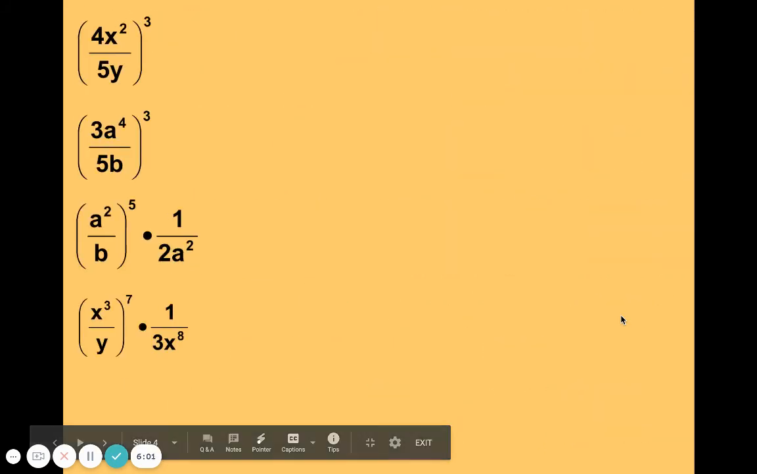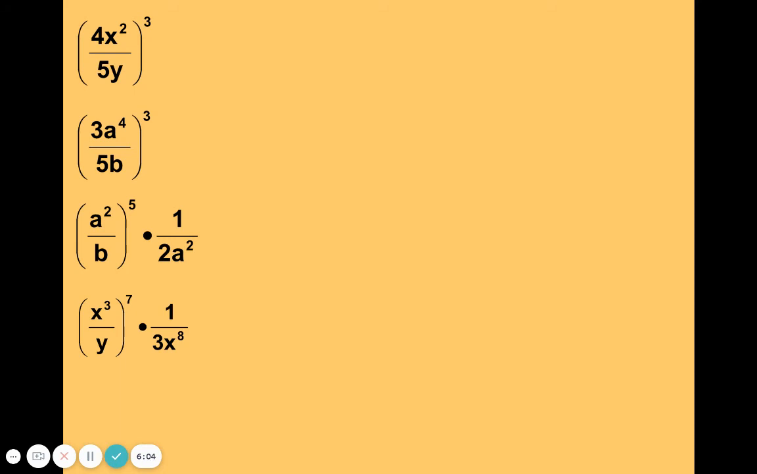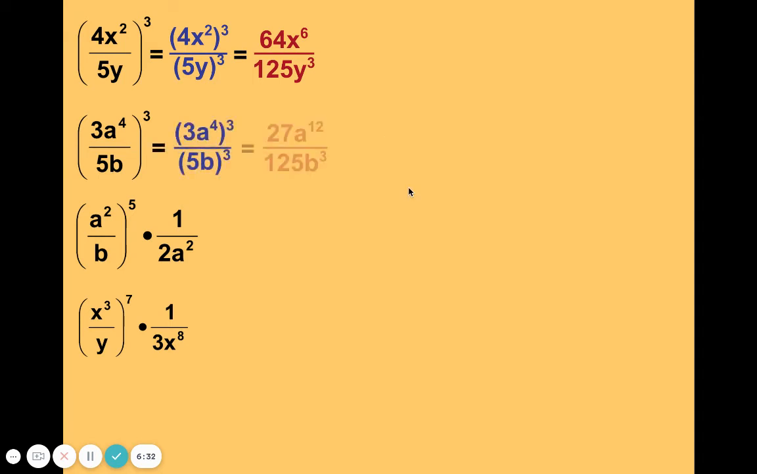All right, let's see what you can do. Pause for a minute. So remember, the 3 goes to the 4, and the 3 goes to the 2. The 3 goes to the 5, and the 3 goes to the y. 4 to the power of 3 is 64. 5 to the power of 3 is 125. And I can't simplify here because I have different bases. Same thing here. Remember to take the exponent all the way to the first base as well. That's where people make the mistake.